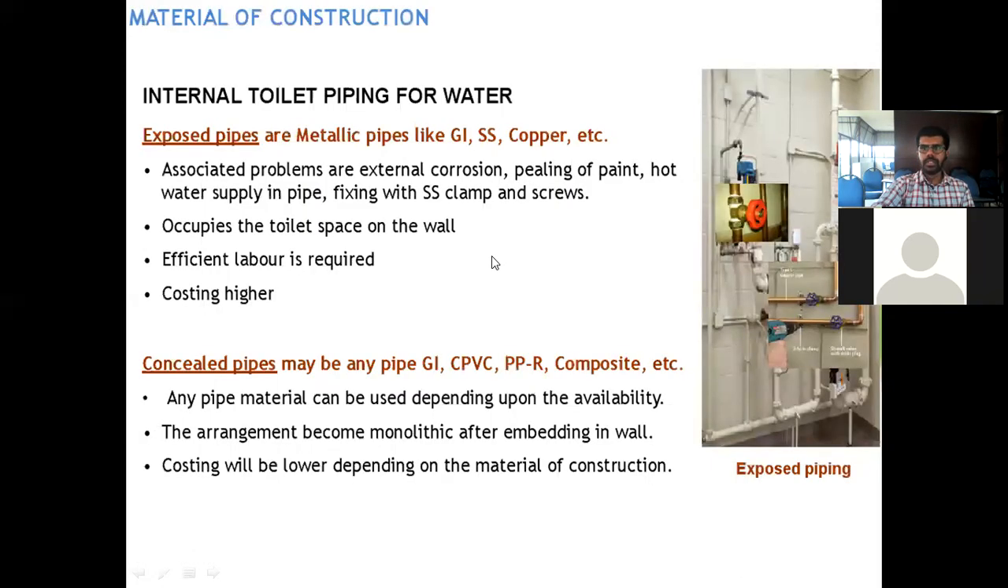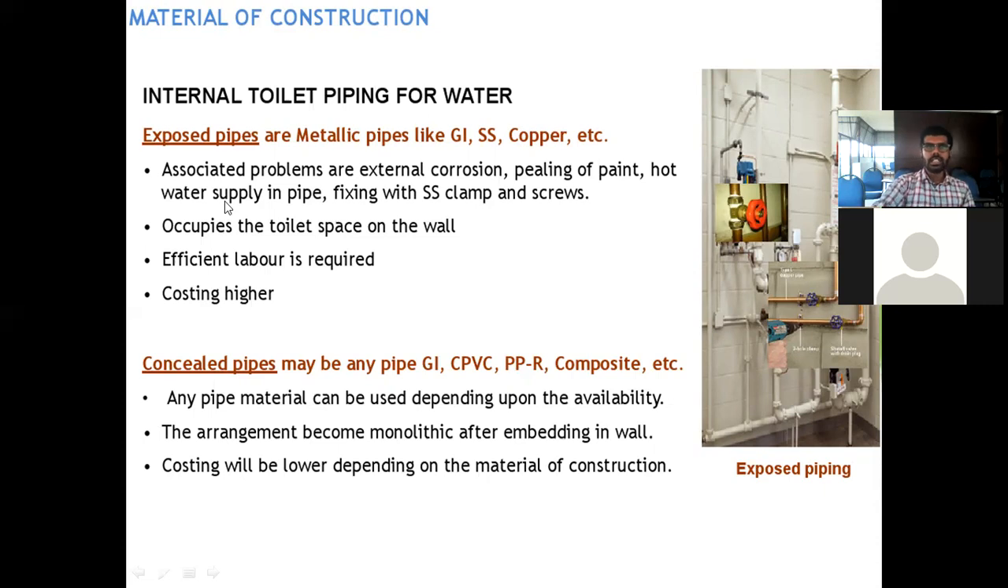These are internal toilet piping for water. We can have exposed pipes as well as concealed pipes. Normally, we won't have exposed pipe lines; we'll have only concealed pipes. Concealed pipe means the pipe will be taken through the wall only, and we won't be able to see the pipe connections. Exposed pipes you can see like this. Nowadays it is not used like that. We cannot see the pipes inside the toilet.